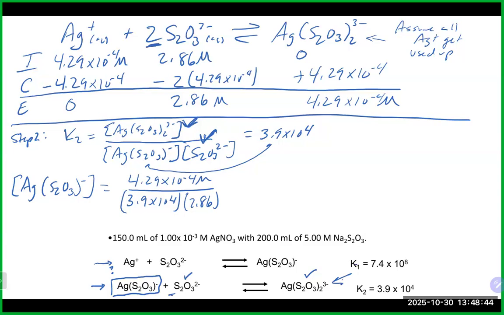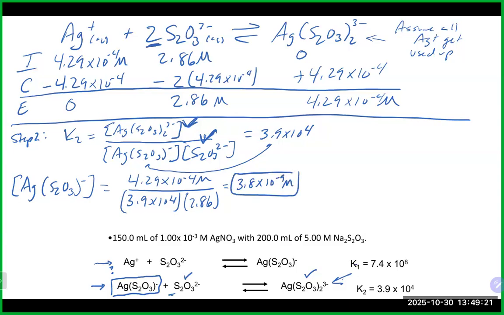So again, here I'm not using the overall equation for this step, just the second step. And that is why I don't need to square it. If I did use the overall equation, I would need to square that number. So we got 4.29 times 10 to the minus 4 divided by 3.9 times 10 to the 4th divided by 2.86. And that's going to get me a concentration of this guy of about 3.8 times 10 to the minus 9 molar.